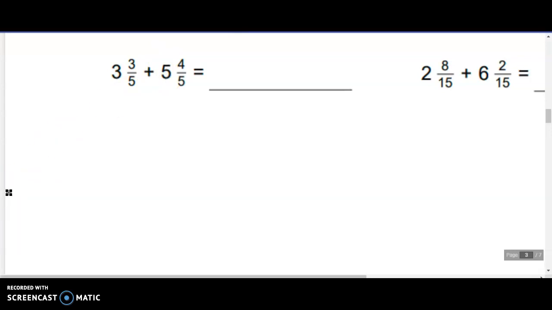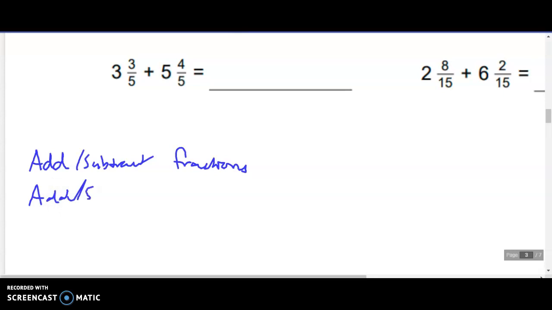So when you're adding or subtracting mixed numbers, first you're going to add or subtract the fractions. Then you're going to add or subtract the whole numbers. And then you're going to put it together.